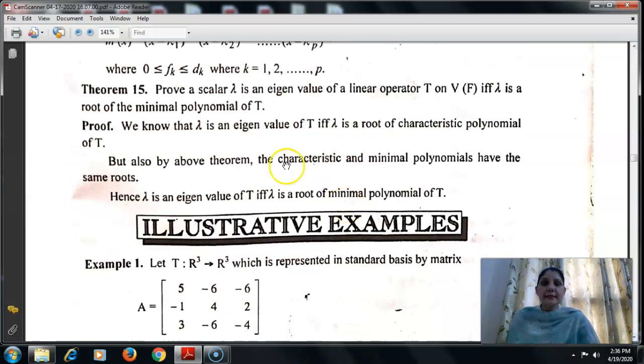Theorem number 15 says that lambda is an eigenvalue of a linear operator T on a vector space V over F if and only if lambda is a root of the minimal polynomial of T. This is very much clear. In the previous theorems we have seen that lambda is an eigenvalue of T if and only if lambda is a root of the characteristic polynomial of T. In the last theorem we proved that the characteristic and minimal polynomials have the same roots. Hence lambda is an eigenvalue of T if and only if lambda is a root of the minimal polynomial of T. So this proves the theorem.